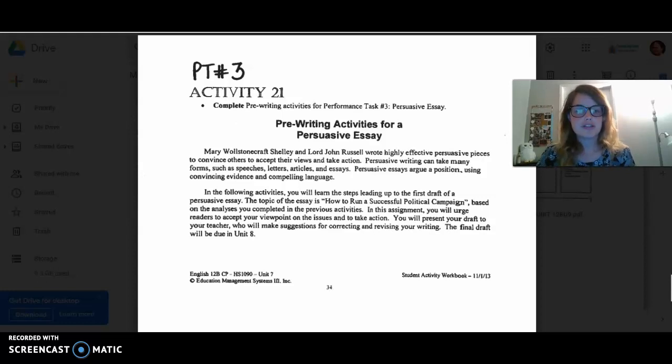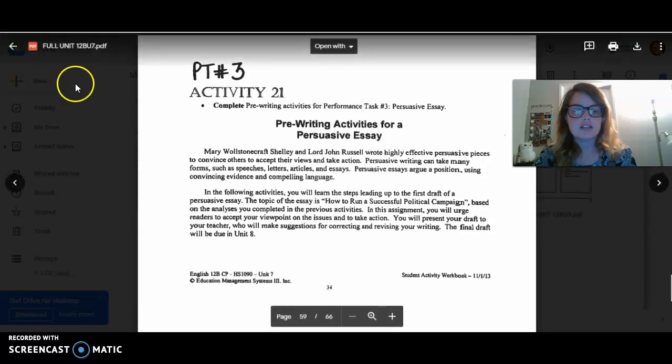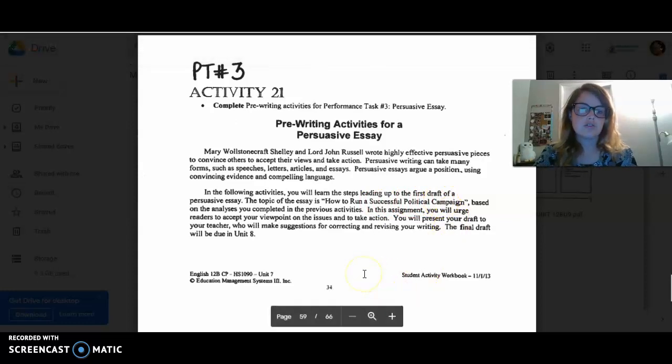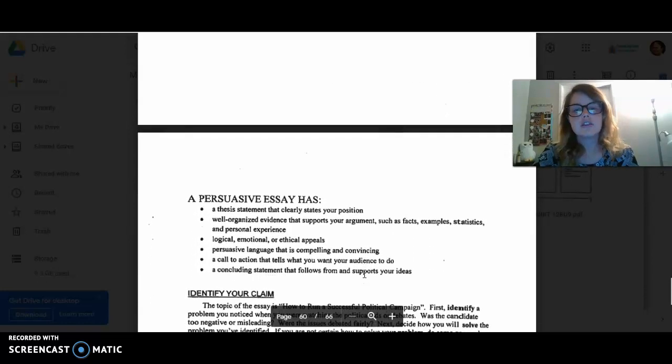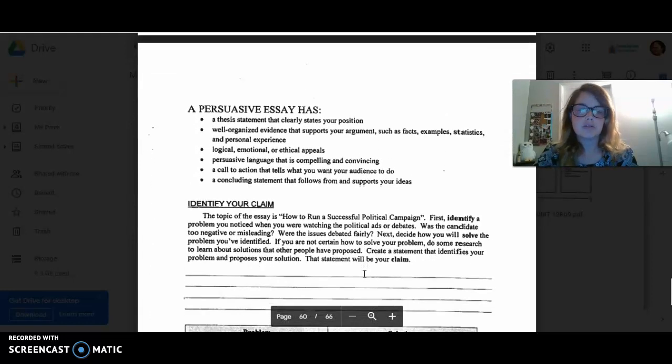So this is Performance Task 3. For Performance Task 3, you're going to be writing a persuasive essay. Remember, persuasive essays are the ones that are being used to convince somebody of something. So the topic of the essay is how to run a successful political campaign. So you're going to use the knowledge that you just gained from Performance Task 1 and 2 and looking at those debates and those ads to try to figure out how to convince somebody of something. The final draft will be due in Unit 8, so you want to make sure that you hold on to this, that you have your copy of it, because I will not be able to get it back for you, okay?